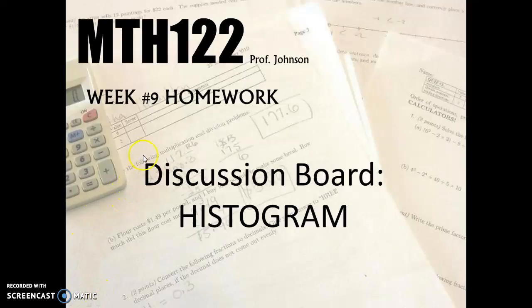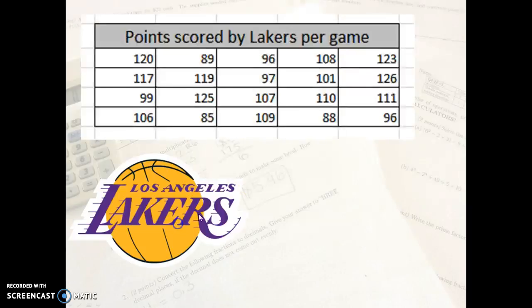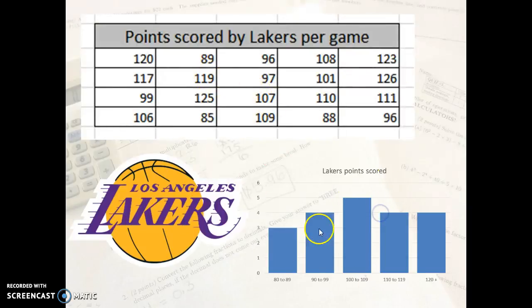Math 122. Week number 9. This will be our second video on the histogram. First one, you made the histogram. I used my Los Angeles Lakers, their point score. We came up with something looking like that.